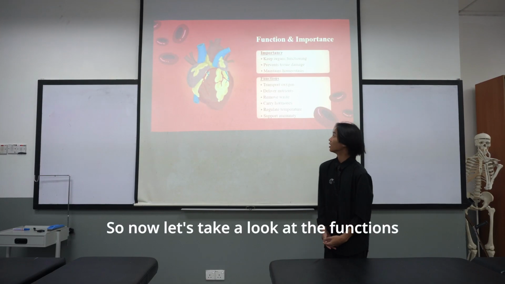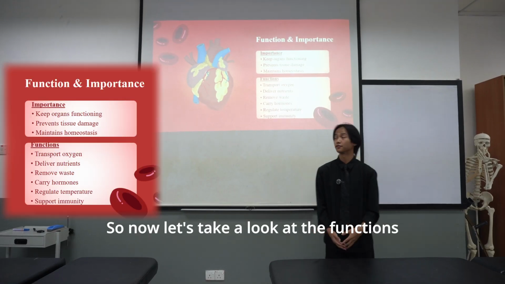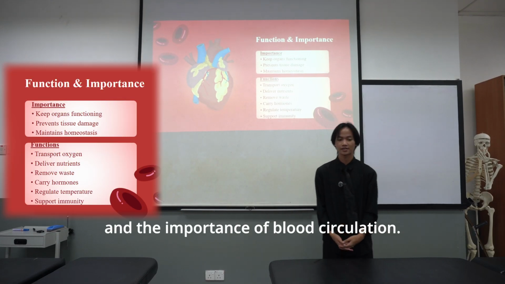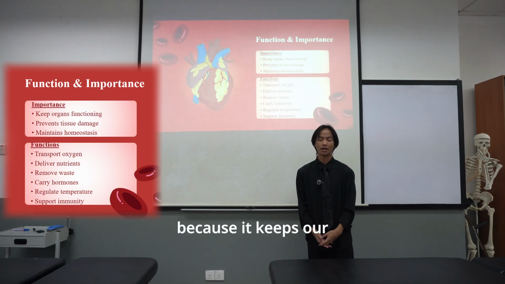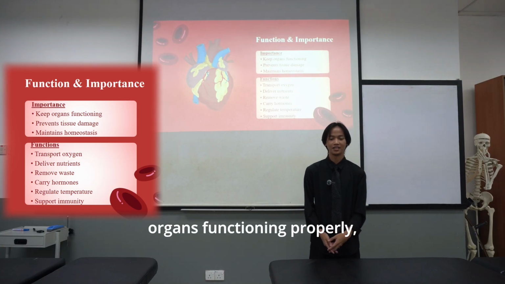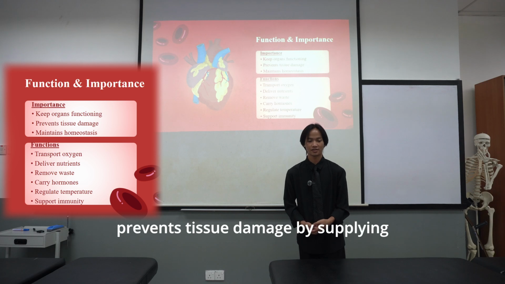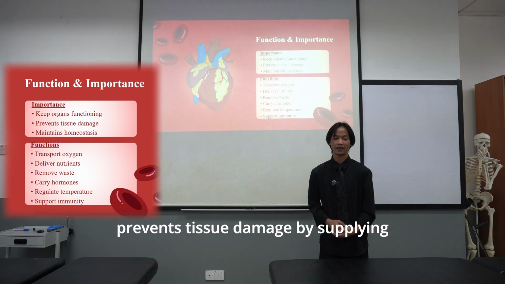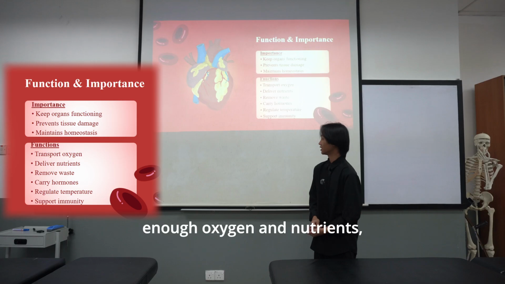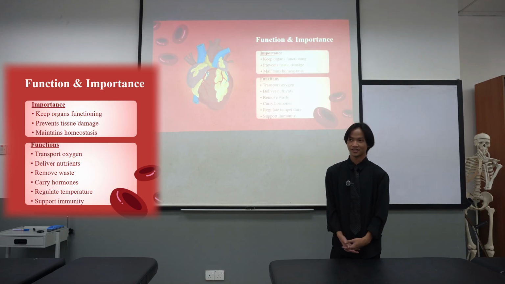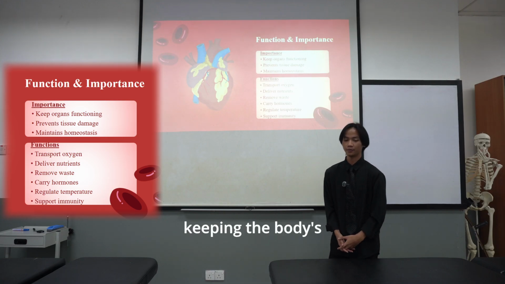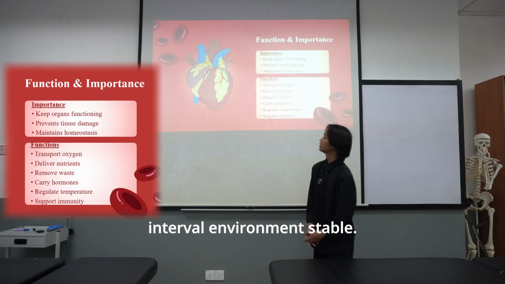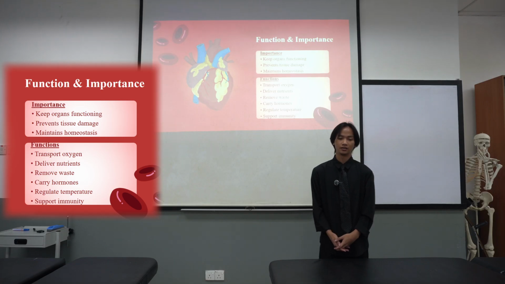So now let's take a look at the functions and the importance of blood circulation. Blood circulation is very important because it keeps our organs functioning properly, prevents tissue damage by supplying enough oxygen and nutrients, and maintains homeostasis, which means keeping the body's internal environment stable.